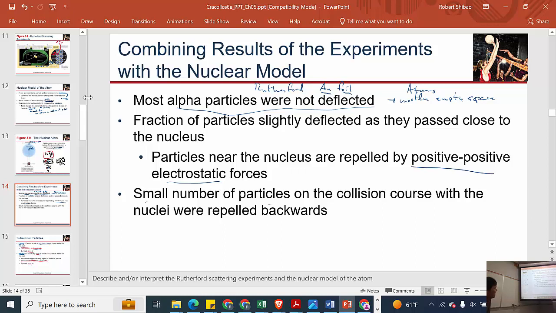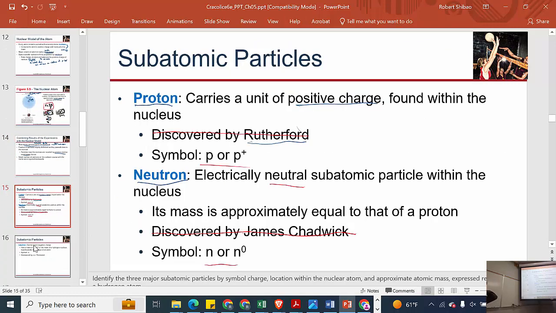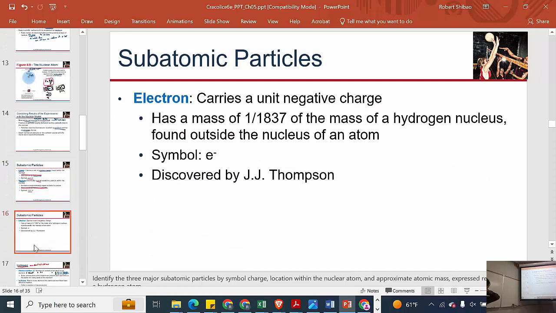The fraction of particles slightly deflected as they pass through close to the nucleus is pretty small. The particles near the nucleus are repelled by positive electrostatic forces, these Coulombic repulsions, we call it. A small number of particles on a collision course with the nuclei were repelled backwards, and those went straight into the nucleus. There's going to be strong electrostatic repulsions there. Okay, we looked at these subatomic particles already.